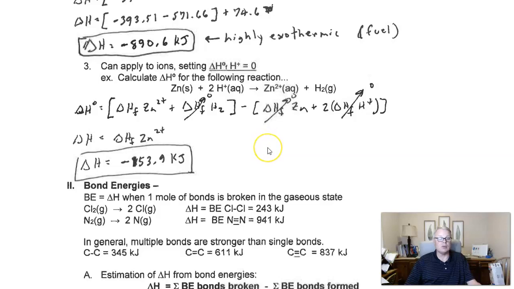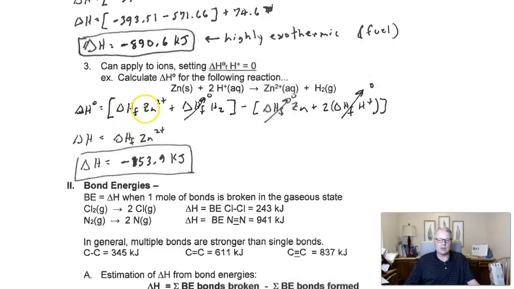Okay, was there anything here we know is 0 already? Well, I know the heat of formation for H2 is 0. Why? Because that's an element in its free state. I know the heat of formation for zinc metal is 0 because that's an element in its free state. And I know the heat of formation for H+ is 0 because I just told you the heat of formation for H+ is always 0. Okay? So if I cancel all those out, what's the only thing I have left?